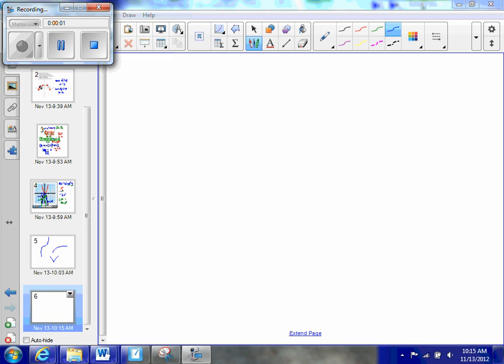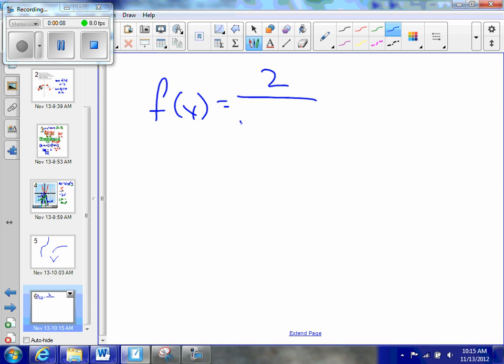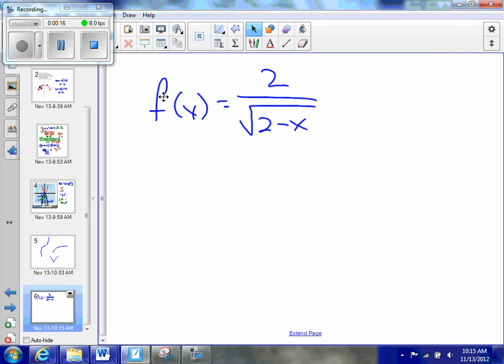So number one says find the domain of f of x is equal to 2 over radical 2 minus x. So when we're talking about domain, we always assume if there's a function that initially all real numbers is our domain. And then we look for two exceptions. We'll look for three later on in the year, but two right now.